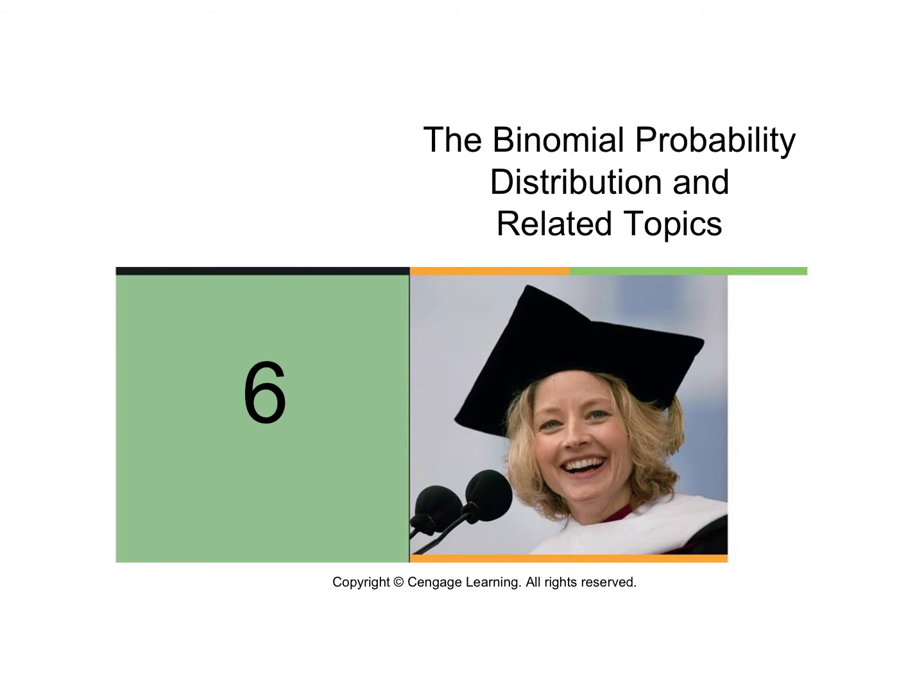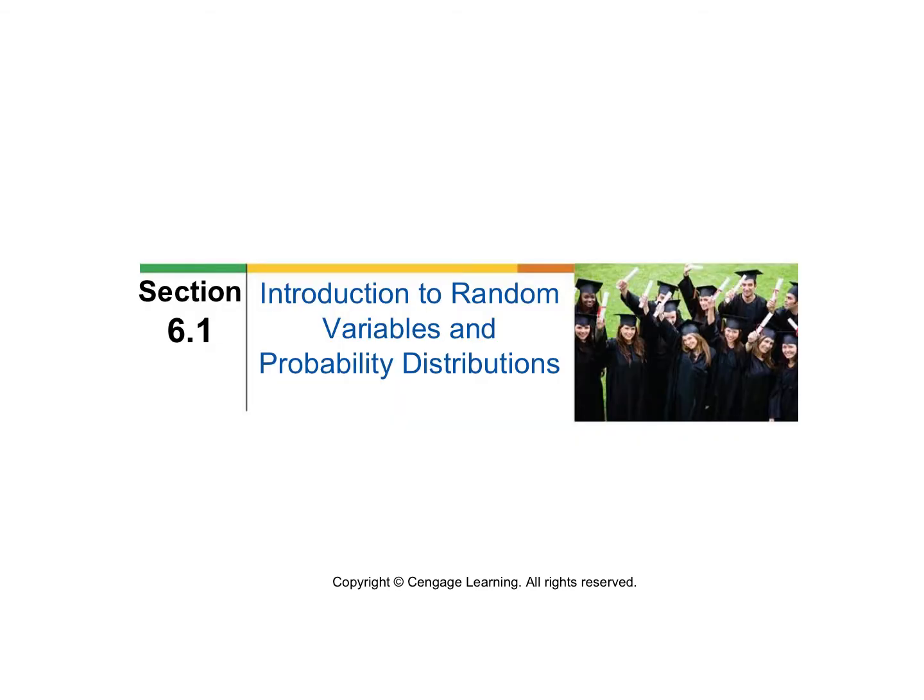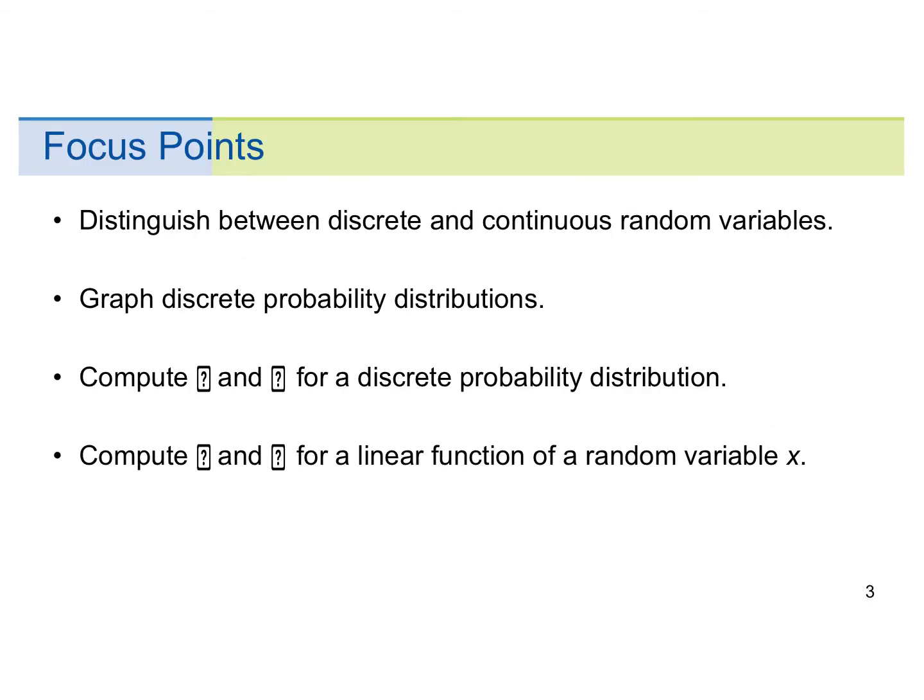All right, on our stats, we're starting chapter 6, dealing with the binomial probability distribution and related topics to that. 6.1, we're going to concentrate on random variables, and there's two different types, and our probability distributions. Two very straightforward concepts in this particular section.